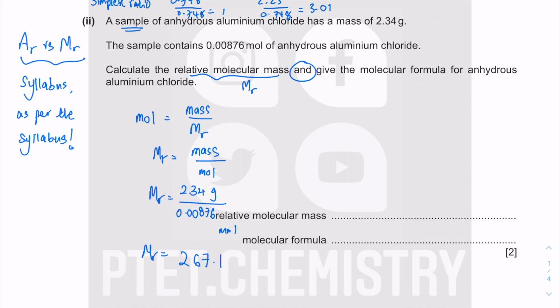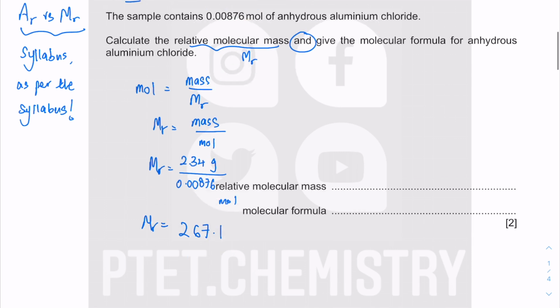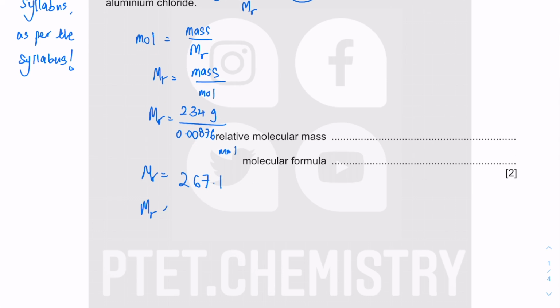267.1. If you think about it, the data given is 1, 2, 3 significant figures. The 0 in front of the first number which is not 0 is not considered a significant figure. So you count this as the first, the second, and the third. So 3 significant figures. So I should really put my final answer to the appropriate number of significant figures. So that is just 267.